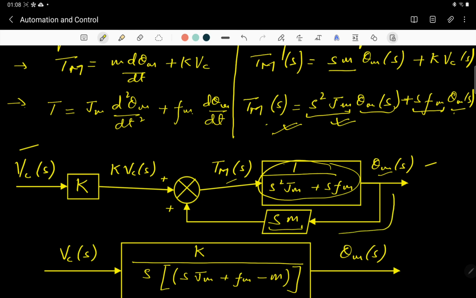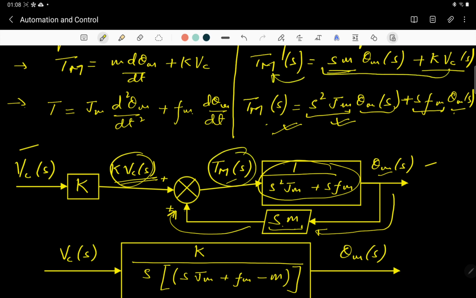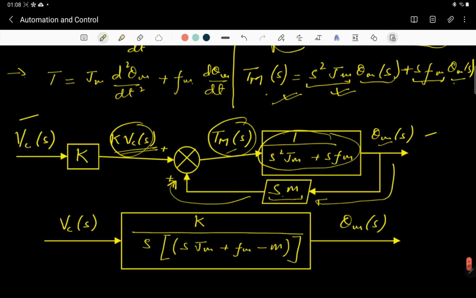So when this s m goes here and then to the summation, we are getting s m from there and K Vc from here. We have done the summation over here and we are getting this equation equal to Tm(s). This is how we are getting Tm(s) by using this feedback loop. Just simplifying this, the block diagram is reduced to this one.